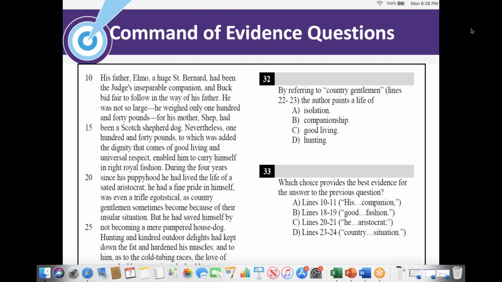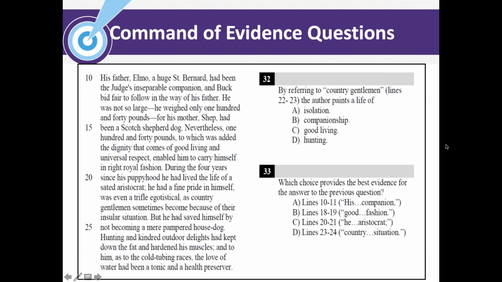All right. So let's look at these types of command of evidence questions. Let's look at a sample one here. We've got number 32: by referring to country gentlemen, lines 22 through 23, the author paints the life of something. Then I'm going to look at question 33, which asks me which choice provides the best evidence for the answer to the previous question. So let's look at this pair here.